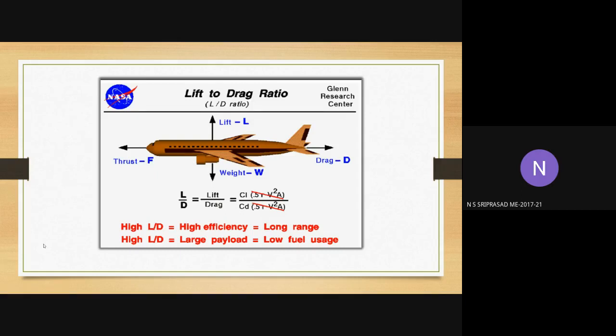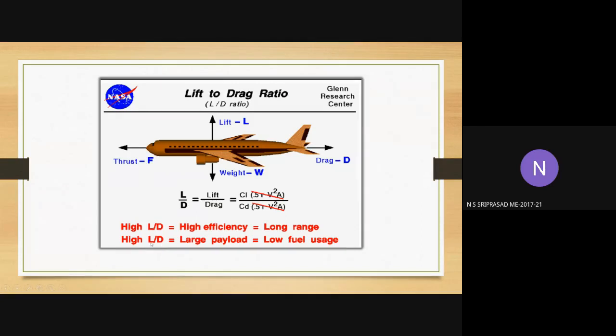So this is what I mean. Now, just as you have a lift coefficient, you have the same formula, but you only replace the coefficient of lift by the coefficient of drag. When you cancel the rest of the terms, you'll have the coefficient of lift to the coefficient of drag. That's what you get as your lift to drag ratio. So this is the lift, this is the drag, and the ratio is lift over drag. So high L over D is high efficiency. That means it will be for long range.